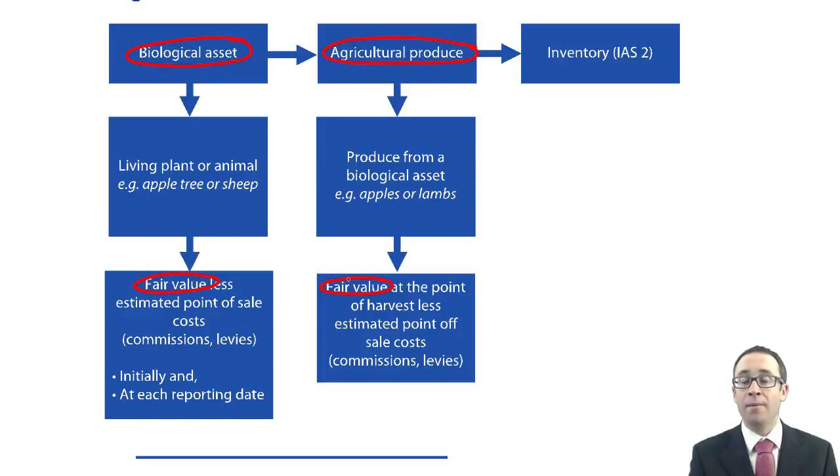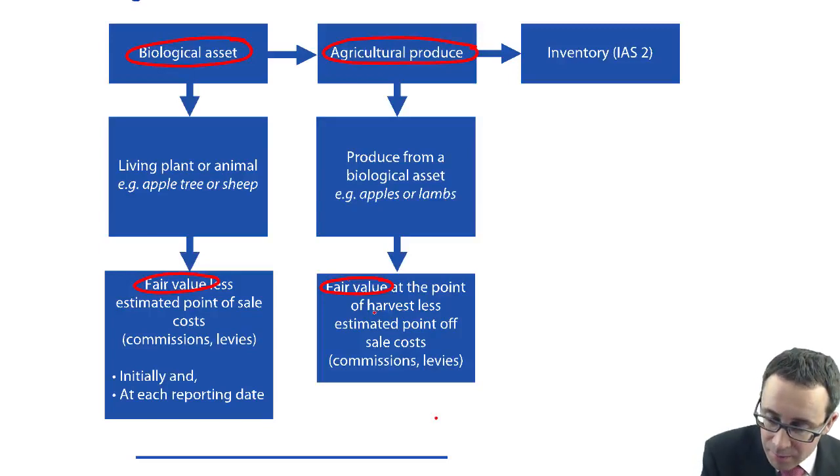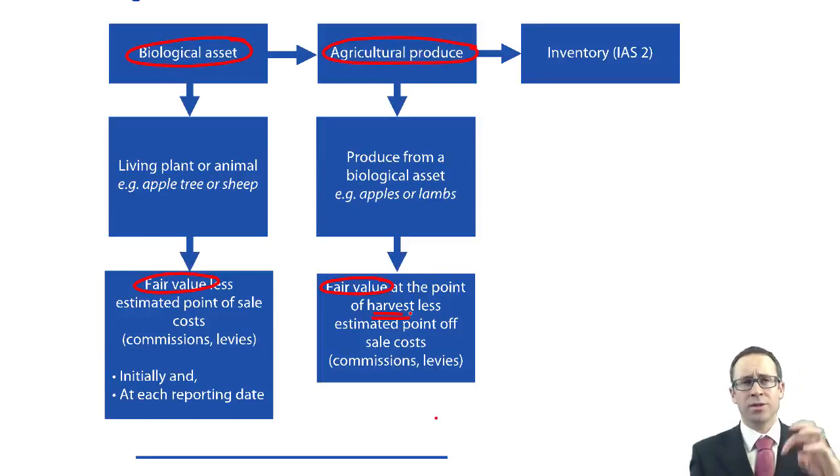Okay, whereby with the agricultural produce, that is where there is the harvest from the biological asset. So when we remove the apple, or when the lamb pops out of the sheep, we look at the fair value there at the point of harvest. So once we take the apple off, what's the value of the apple? When we have a newborn lamb, we look at the value of that lamb. Okay, again, less estimated point of sale costs. Again, the same commissions and levies.